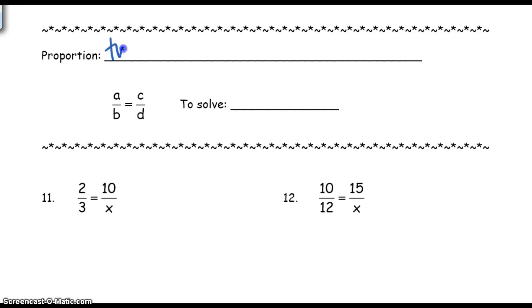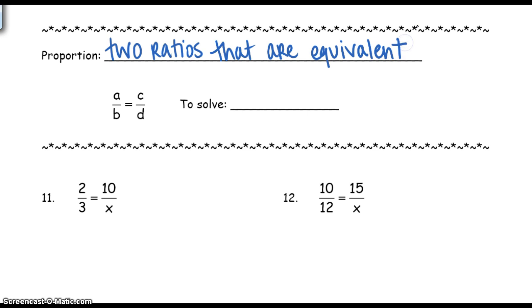A proportion is using two ratios that are equivalent. All right, two ratios that are equivalent. So look, A over B is a ratio. C over D is a ratio. The equal sign means they're equivalent, because that's what equivalent means. And to solve these, what you're going to do is you're going to cross multiply.